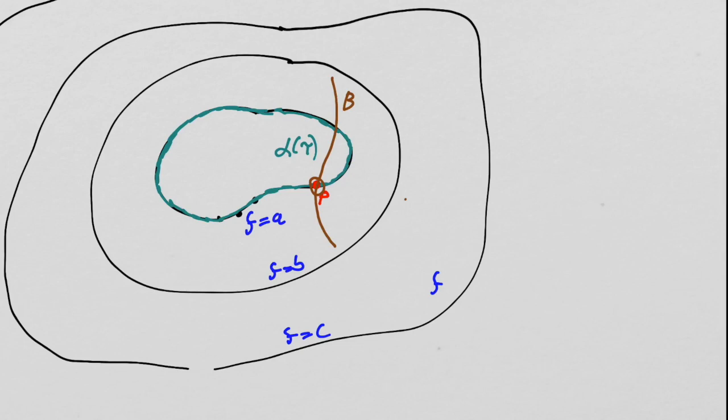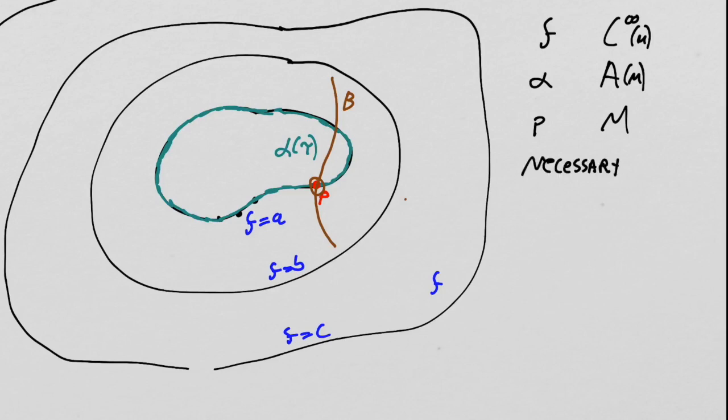To make this notation, we take our function f, which we draw from C infinity. We take our curve alpha, which we draw from A, I guess, on the manifold. We take those two things, and then we take a point P, which is a member of the manifold. All of these things are necessary, not only in the sense that they're necessary to create this concept of the derivative, but they necessarily exist, which means this is all automatic. There's nothing that we're doing here that involves any mathematical creativity.